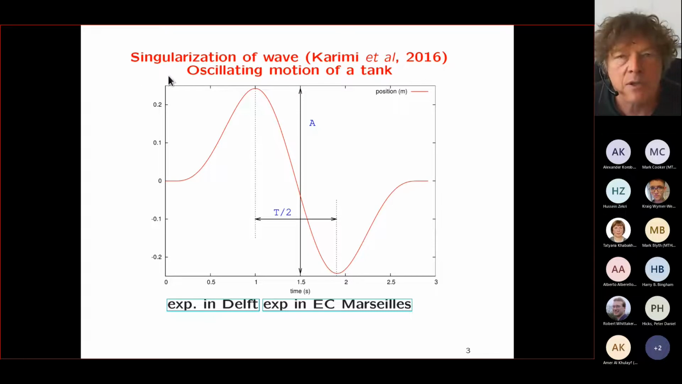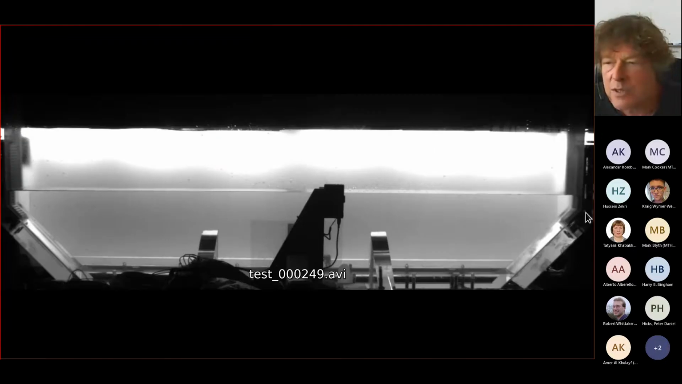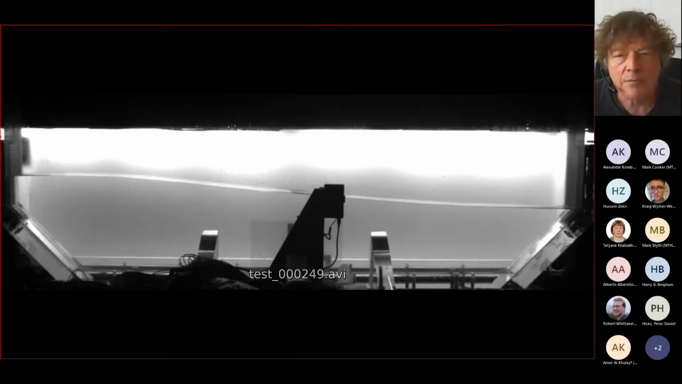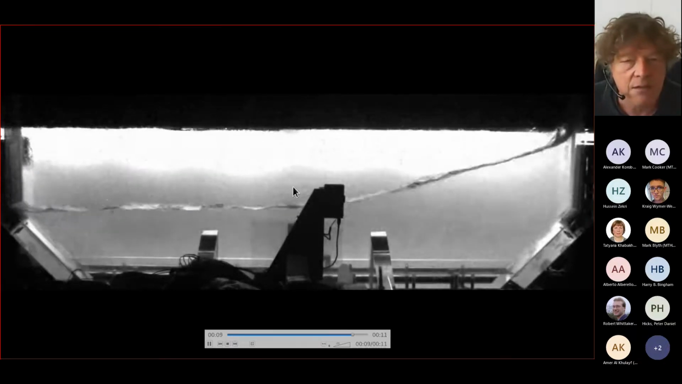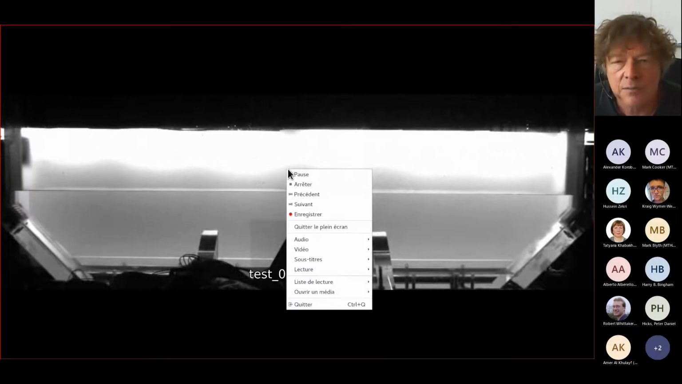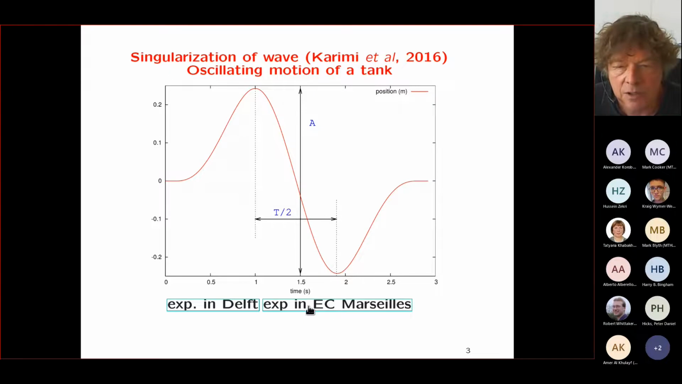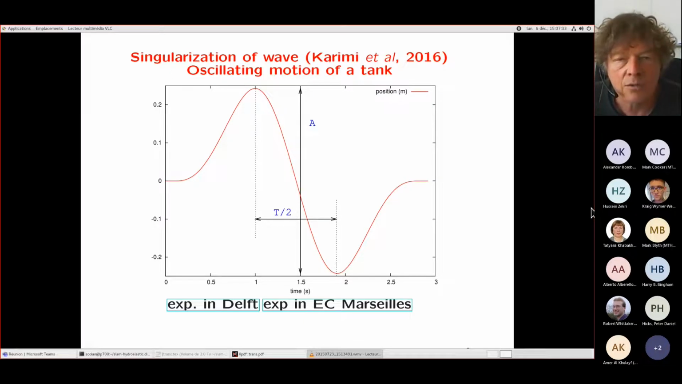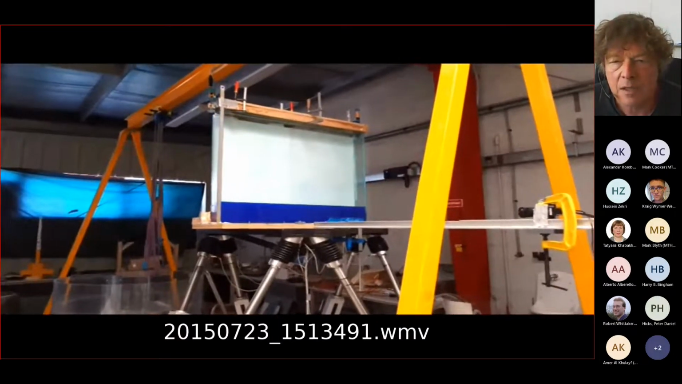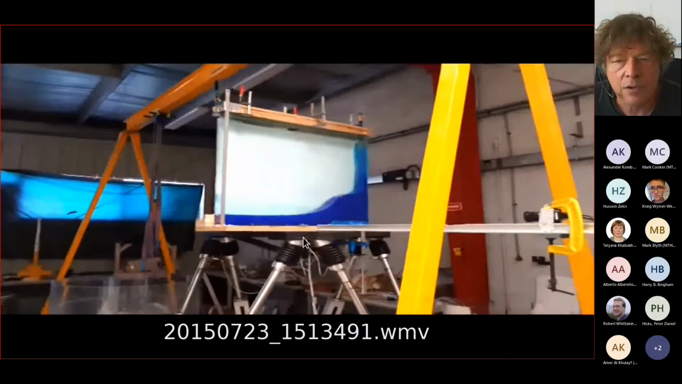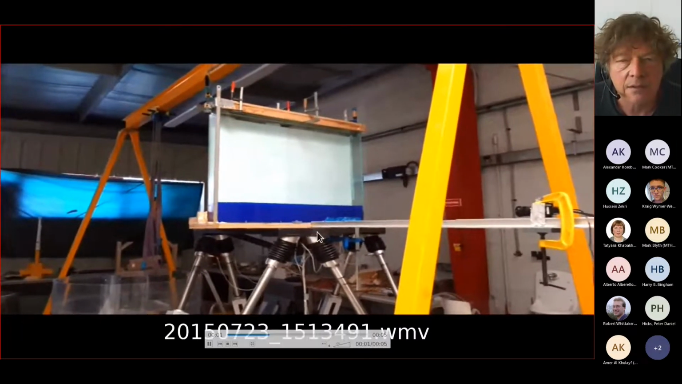And it has been used by Karimi to select, in a long sequence of motion, some wave of interest. So this can be illustrated also with these movies. These are experiments done by Karimi, but here in a rectangular tank which is chamfered, as you can see here, and it's not very convenient in terms of numerical simulation. It's much easier to consider a rectangular tank, as it's done here in the experiments carried out by Fabien Rémy in Marseille, but I haven't got interesting results yet at that time.